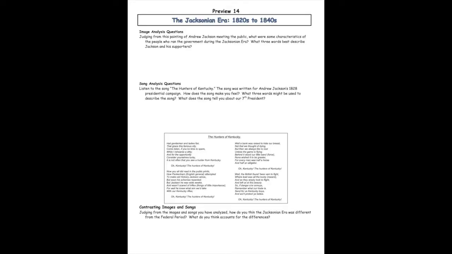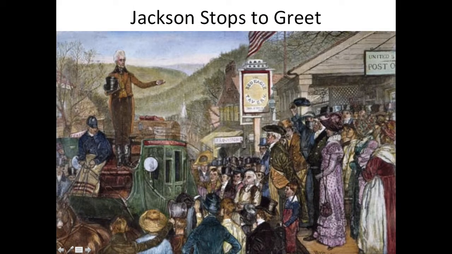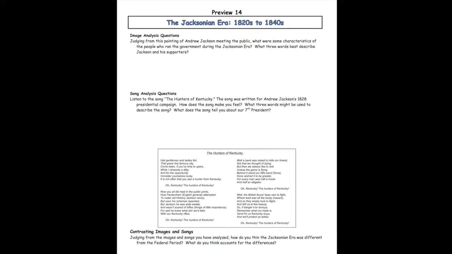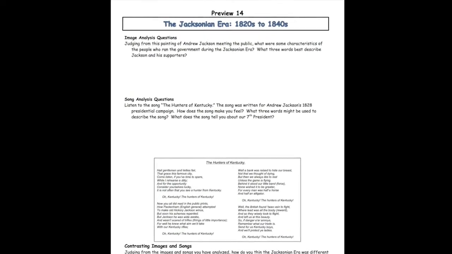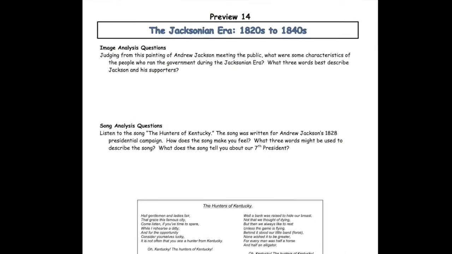All right, well, I hope you enjoyed that. So now you should be on to page 2, which should look something like this. So again, we're going to begin by exploring an image, this time of Andrew Jackson, stopping to meet and greet some folks, maybe along the way to Washington, D.C. as a senator. Again, looking at the details that go into this painting, remembering that there are no accidental details in a painting.